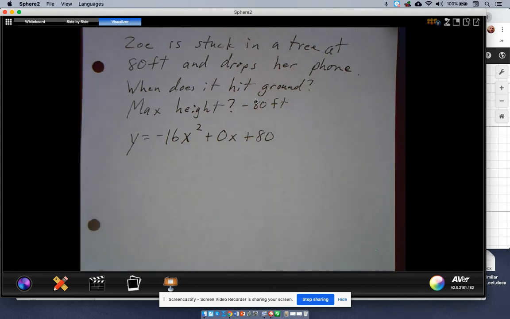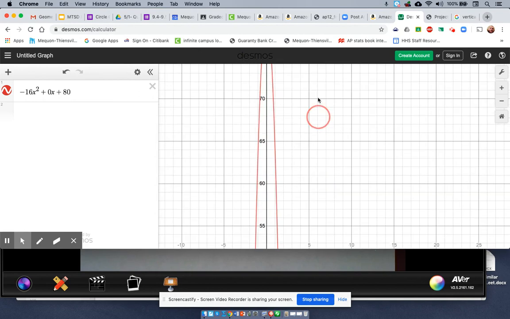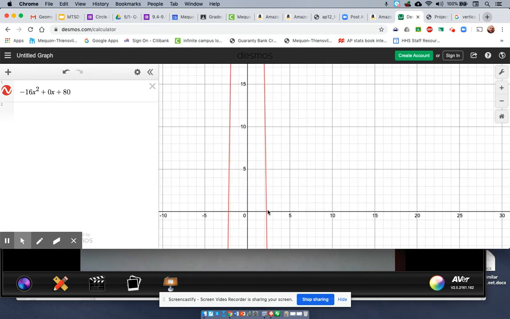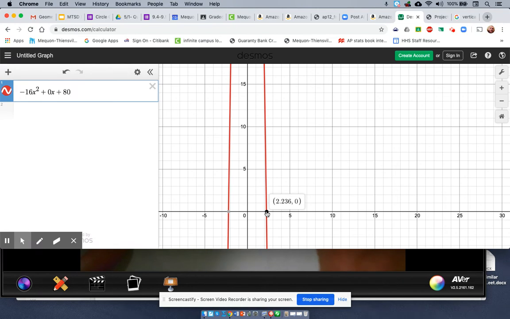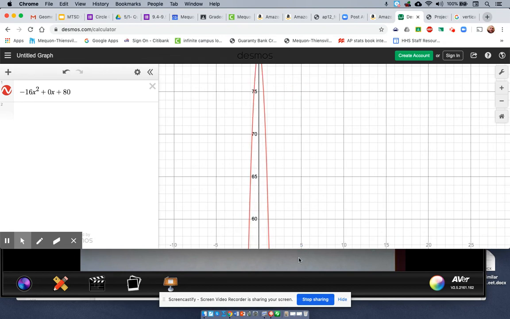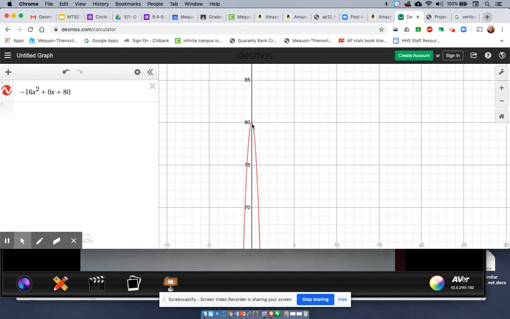But we need to know when does it hit the ground. So all we've got to do is go over here, scroll down to the graph, click on it and it'll tell you at 2.236 seconds. So if it didn't hit any branches or whatever, it hit the ground at 2.236 seconds. Remember, the left number is how long it took. The right number is how high it went. Okay, so if I go up here, Zoe dropped her phone. There should be no time when she dropped her phone. So it should be 0 on the left and it went 80 feet high because that's as high as it went.